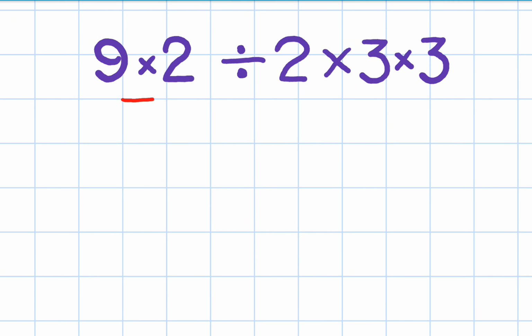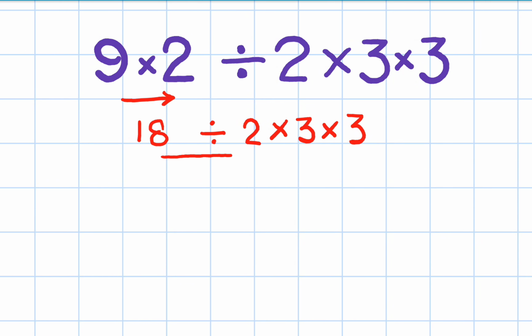So first of all, we have to move from left to right. That's okay. So it means we have to solve this portion first. So the first step is 18, and the remaining portion, 2 times 3 times 3, will be written as it is. Again, we have to move from left to right. Now we have to solve this one.